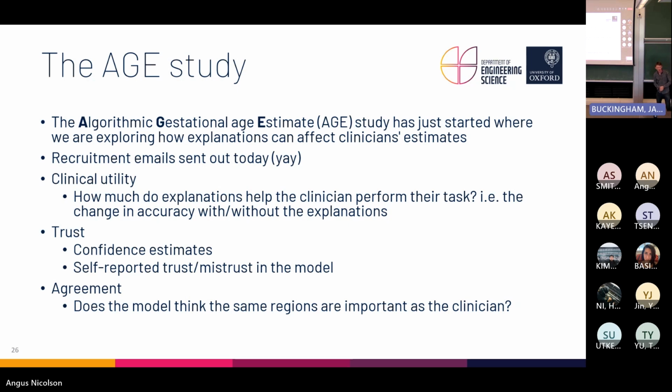We can also see agreement. So we can actually look at the regions the model tends to look at, and we can look at the regions the clinician tends to look at, because we're asking them, which regions did you use to make this prediction? And we can see, does the clinician tend to use the same region of the image as the model?